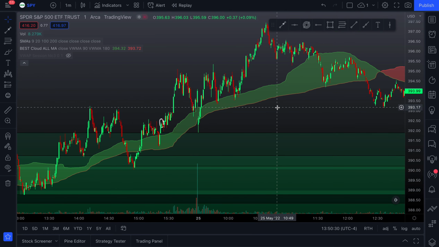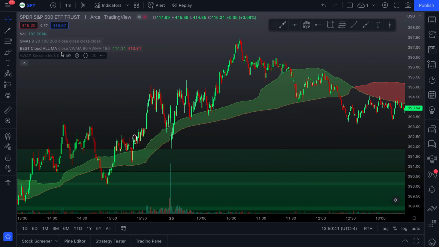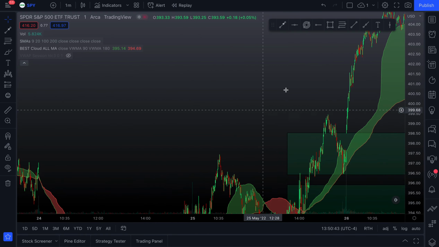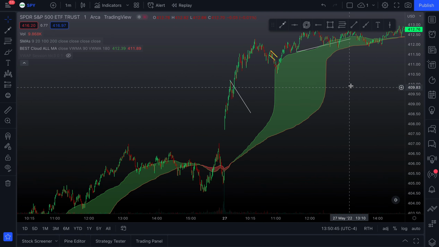I don't know if I mentioned this before, but VWMA stands for volume weighted moving average. So this moving average incorporates volume into it, and volume is a huge part of my trading. That's one thing that's different about this indicator compared to the others that really makes it stand out to me, is that it uses volume.